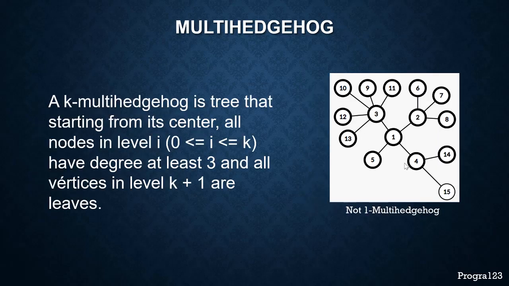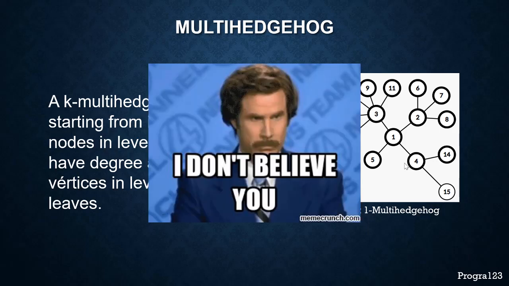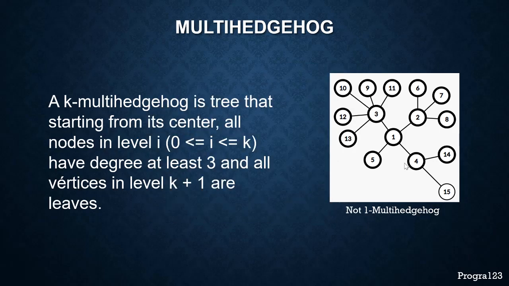Well, a k multi-hedgehog is a tree that, starting from its center, has all nodes in level i, where i is between 0 and k, with degree at least 3, and all vertices in level k plus 1 are leaves. For example, the tree which we see in the image is not a one multi-hedgehog for two reasons. Well, we're gonna get our laser pointer here. It is clear that 1 is its center.